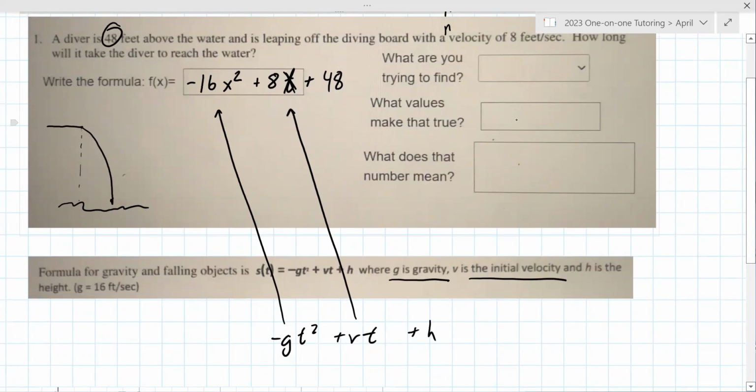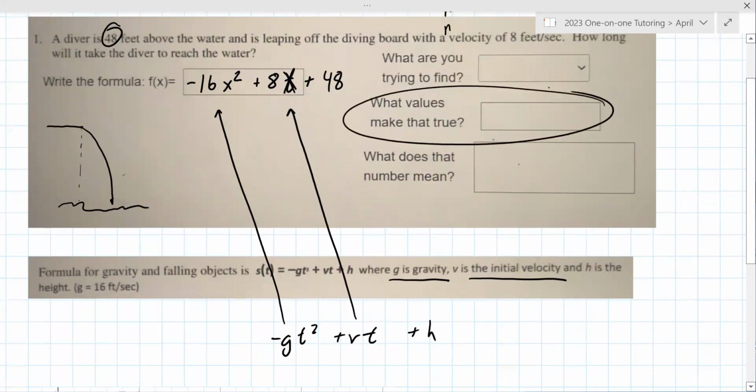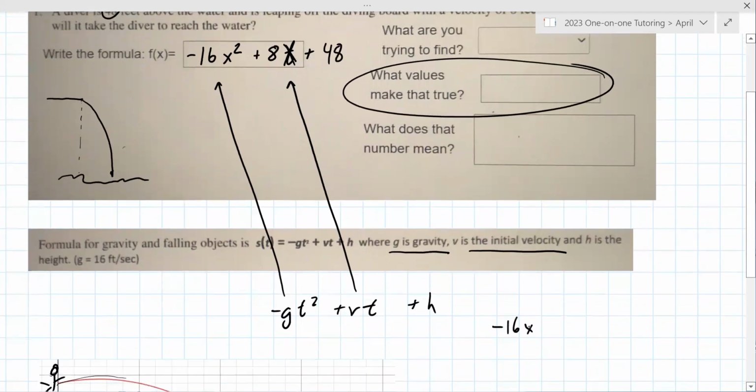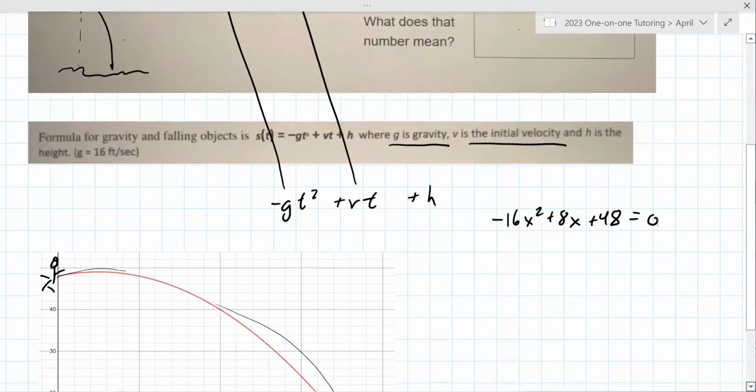Now this next part says what values make that true. That's where we actually have to do some work here, and what we are doing is setting that equation equal to 0. And like for the last month, that's what you've been doing. You've been solving quadratic equations. So you're supposed to look at this and be like, oh, I know how to do this. Maybe you do, maybe you don't, but you should say, okay, it's a quadratic. I think I can try to solve this. Some are easier than others.